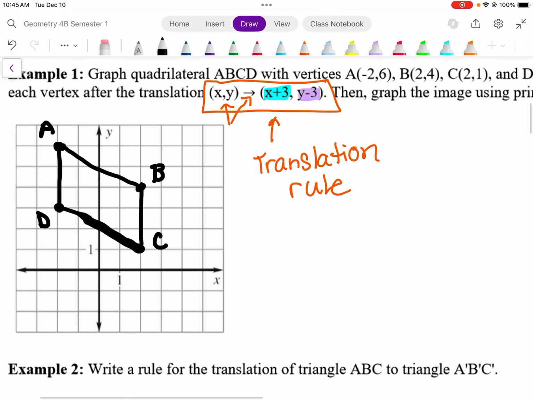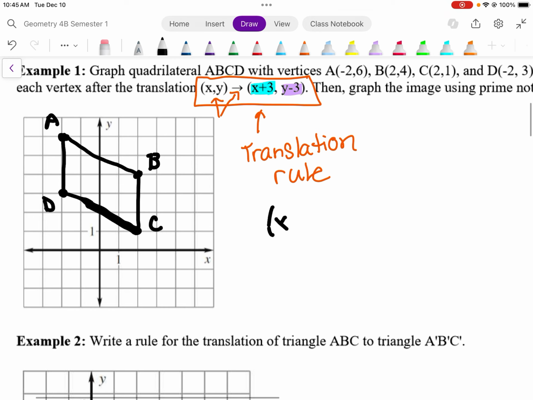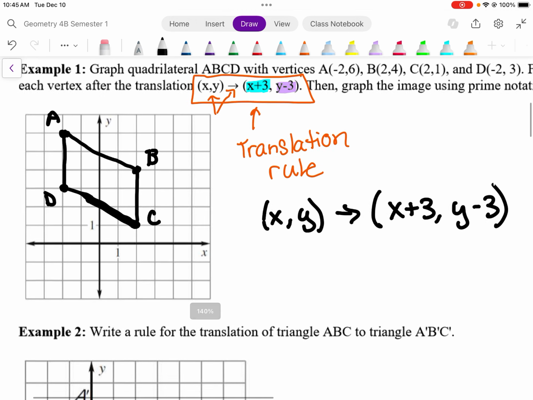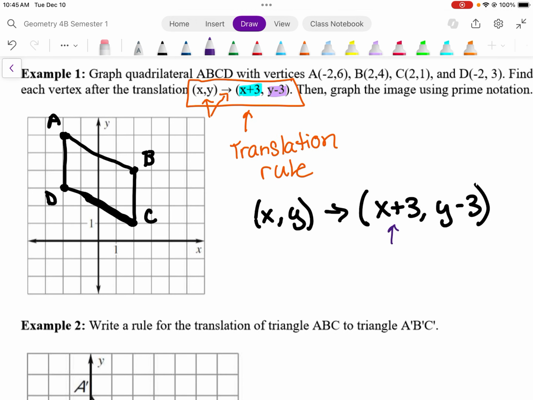So for these, in our rules, again, we have our x, y. They gave us the rule x plus 3 and y minus 3. So for all of our x values, because it's a plus 3, plus means we're moving to the right. If it was a minus, then we would move to the left. But because this one's a plus 3, we are going to move all of our points 3 to the right. Then if we look at what we're going to do to the y's, for the y's, if we're adding, we're going to move it up.